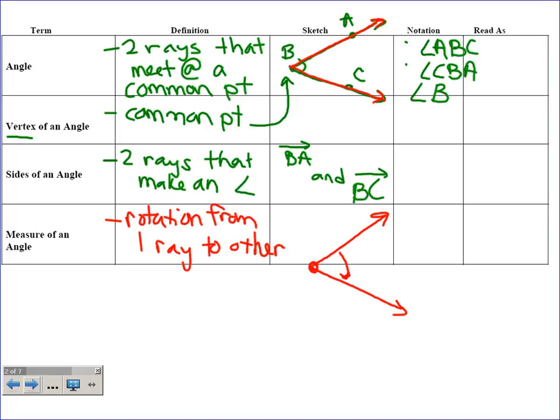Sometimes. Okay. And if I was to name this, you know what it is. Don't lie to me. I'm too smart to know that.